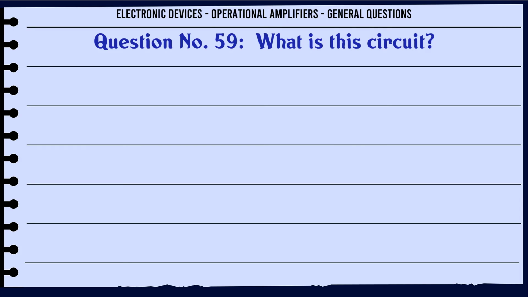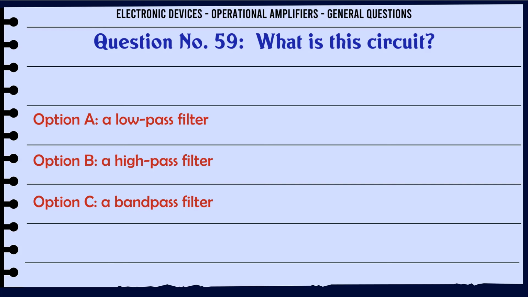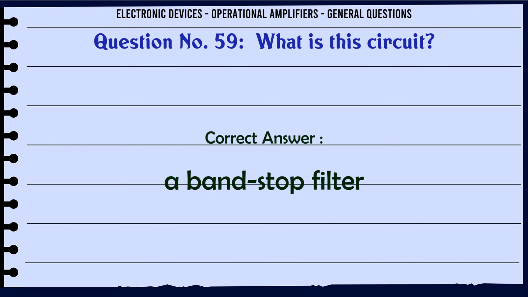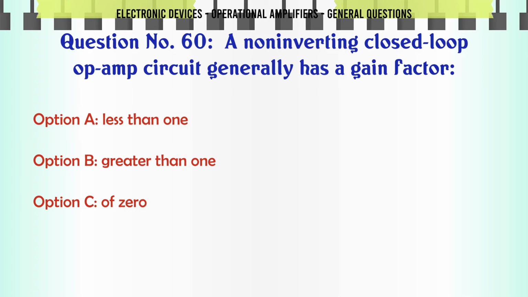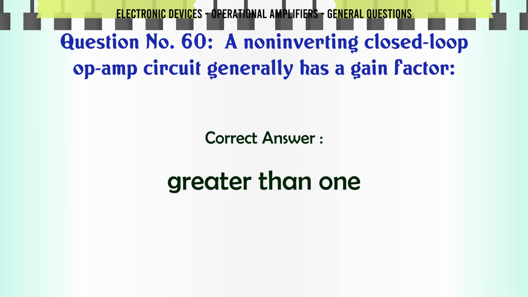What is this circuit? A. A low-pass filter, B. A high-pass filter, C. A band-pass filter, D. A band-stop filter. The correct answer is a band-stop filter. A non-inverting closed-loop op-amp circuit generally has a gain factor A. Less than 1, B. Greater than 1, C. Of 0, D. Equal to 1. The correct answer is greater than 1.